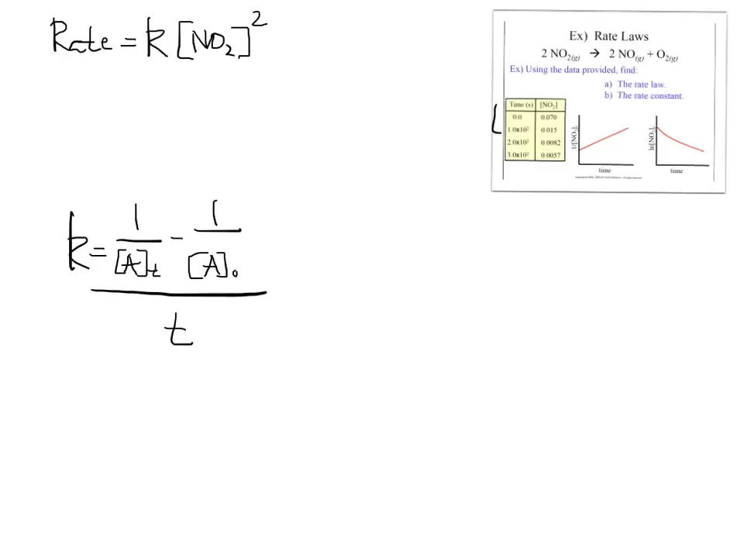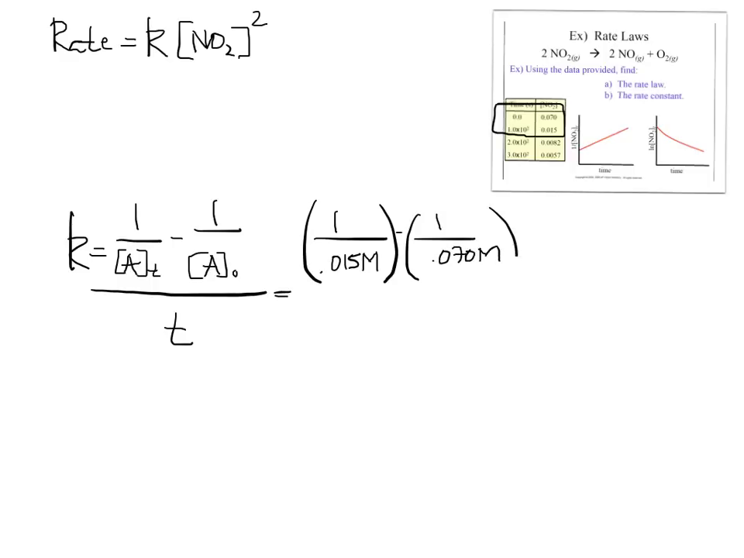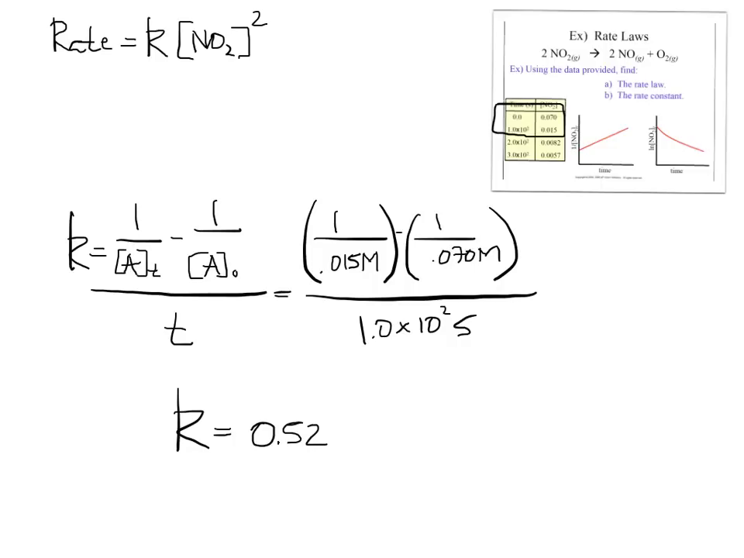And I'll just use those first two data points again on our chart. So we're starting with time 0 and ending at 100 seconds. And so it would be 1 over the final concentration, which is 0.015 molar, minus 1 over the concentration initially, which was 0.070 molar, divided by the change in time, and the change in time was 1.0 times 10 to the second seconds. And so if we solve this out, we find out that the rate constant for this one is 0.52.